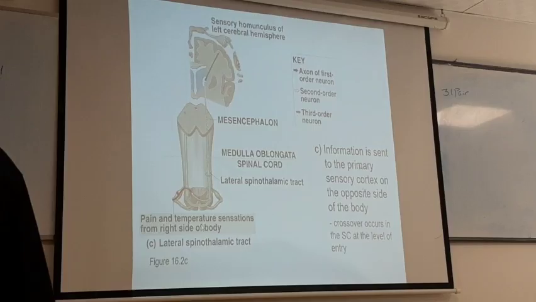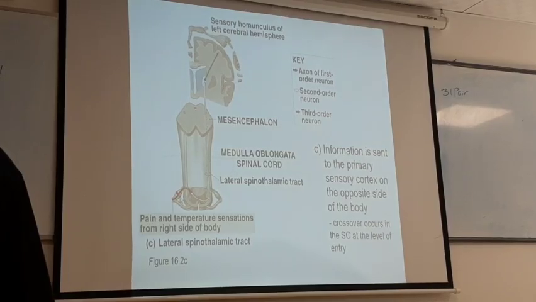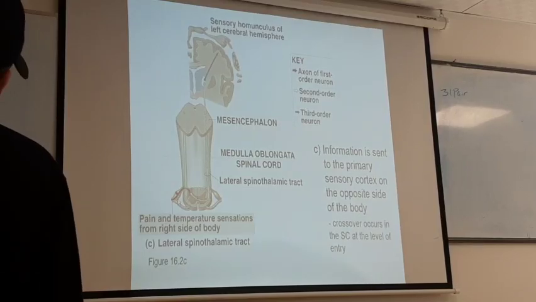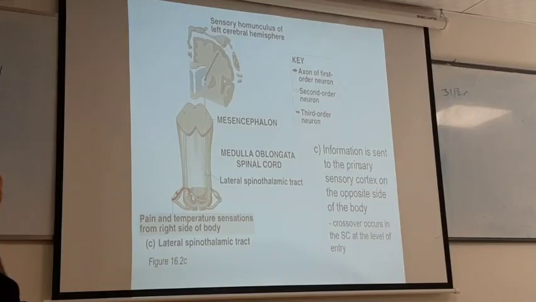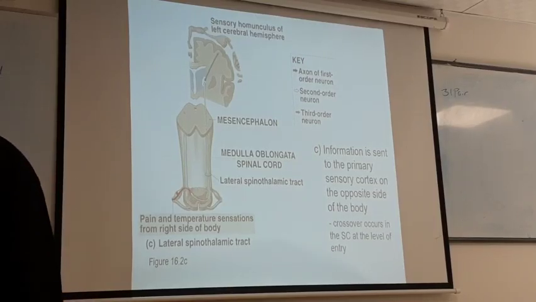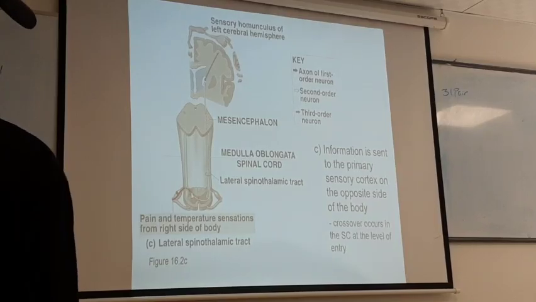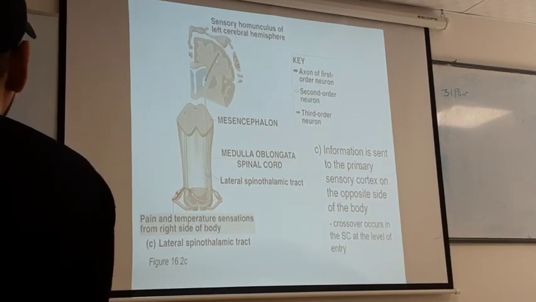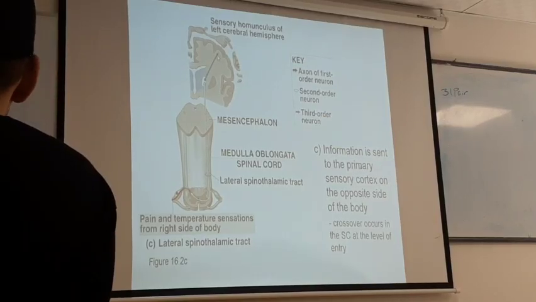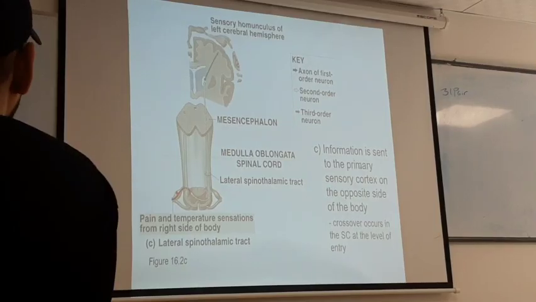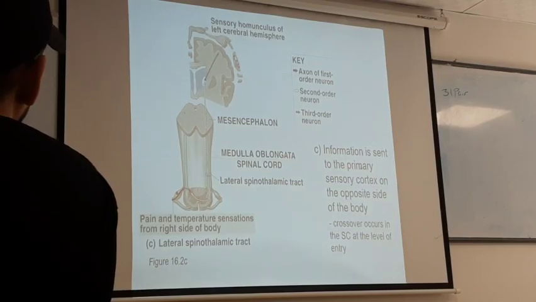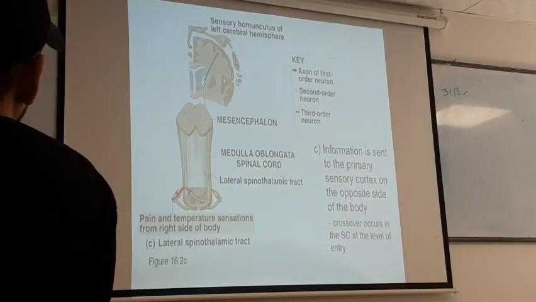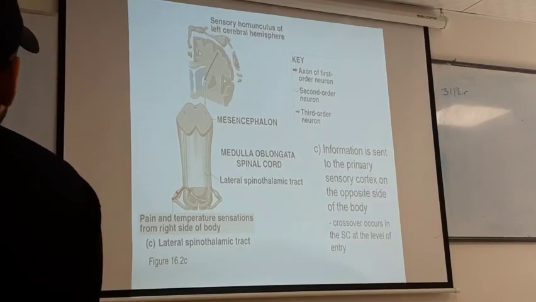Pain and temperature. Neuron 1, DRG. Neuron 2, dorsal horn of the spinal cord, decussation, and lateral spinothalamic, thalamus, and finally the post-central gyrus. For understanding, you see this: for the lips, these regions, for the face, for the finger, for all of it in this region.